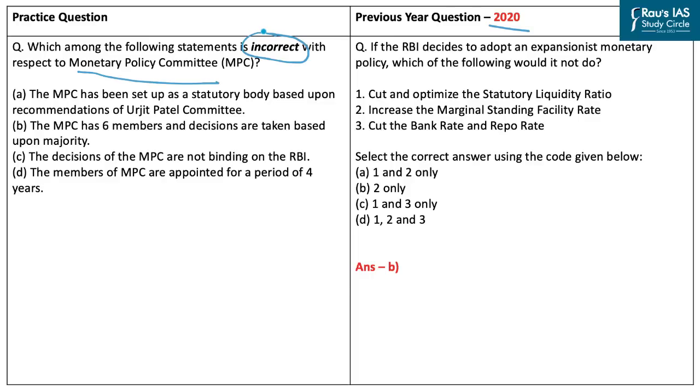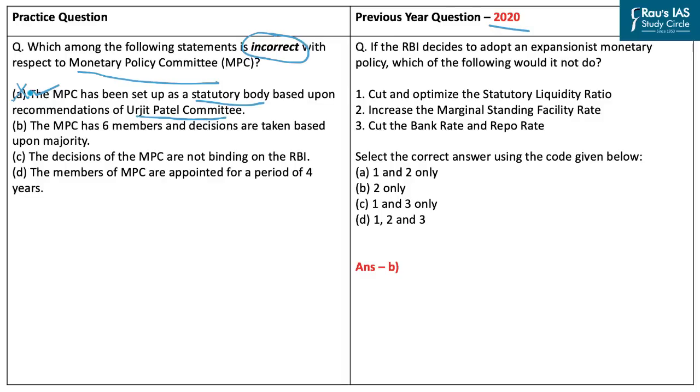Now, as we have to identify the incorrect statement, we will have to carefully look at all the 4 options that are provided here. So if you look at the first statement, it reads the Monetary Policy Committee has been set up as a statutory body based upon the recommendations of Urjit Patel Committee. Now this statement is correct because it was created based on the recommendations of the Urjit Patel Committee and it was constituted under the Reserve Bank of India Act of 1934, and that is why it is a statutory body.